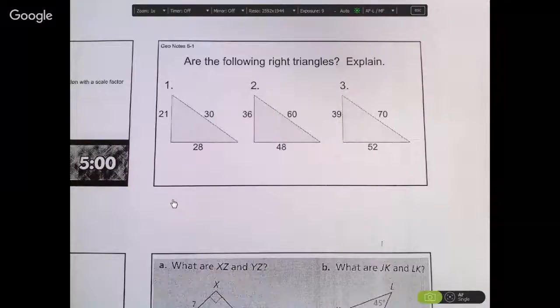Okay. So the question is, are they right triangles? The first question in this section, it shows you the Pythagorean theorem. I skipped that because I think we know it. So basically this is asking, does it work with the Pythagorean theorem? Okay. There's also something else I'm going to add to this.